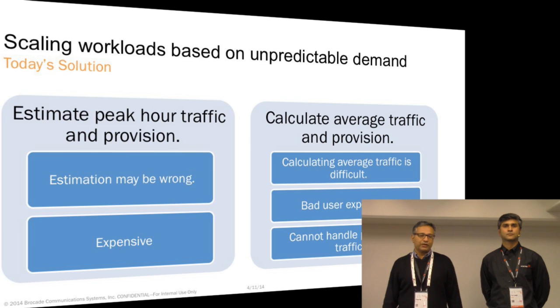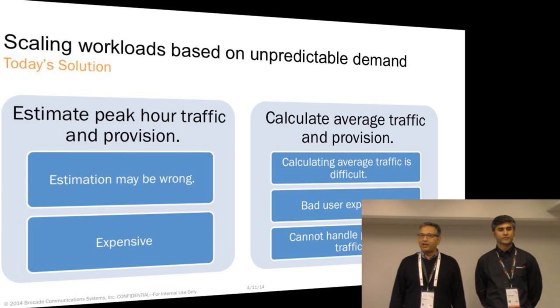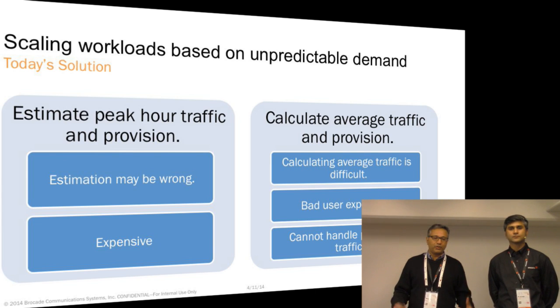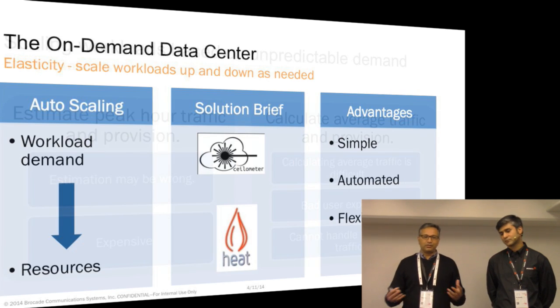The other option is to calculate average traffic and then provision your infrastructure for average traffic. And again, that's fraught with errors because you really don't know your average traffic. And then when you hit the peak, you get the bad user experience and your infrastructure can't handle the traffic. So these are the traditional solutions today, but with OpenStack and cloud, you have the notion of elasticity and scale, which is what we're going to talk about in this presentation.